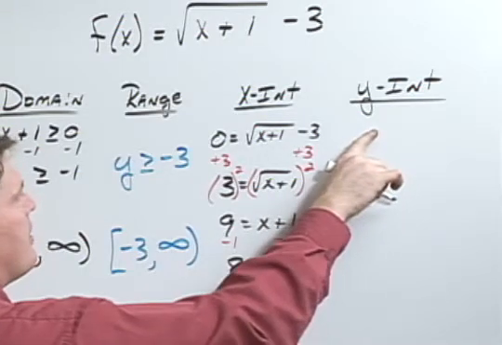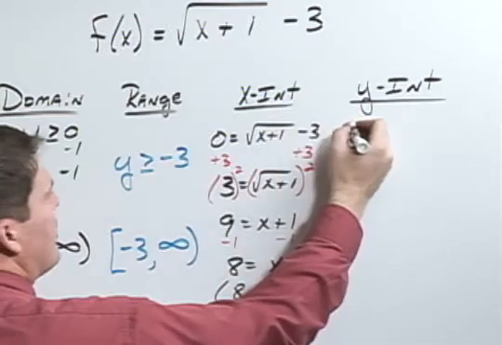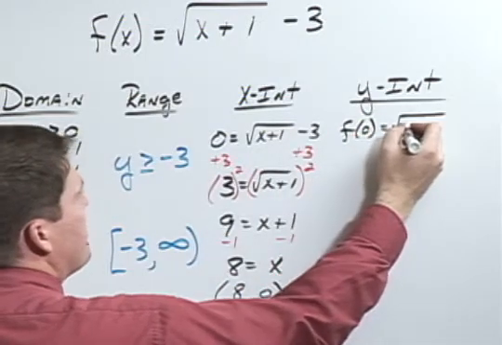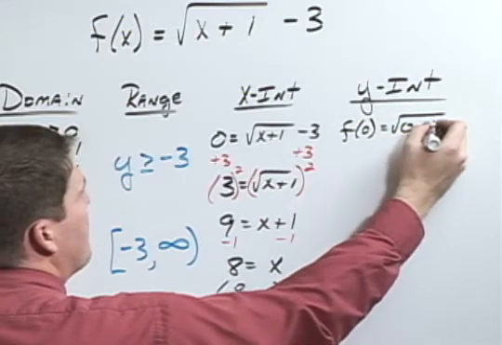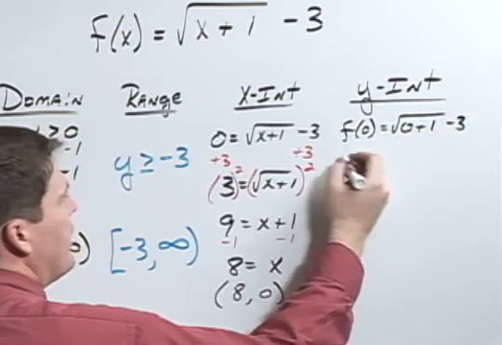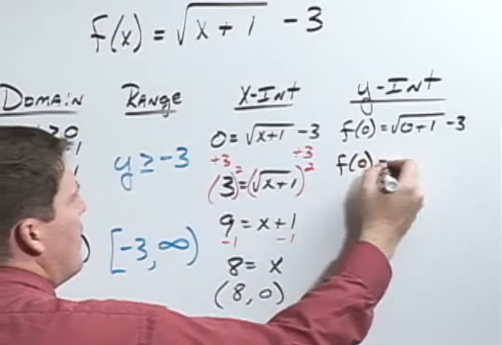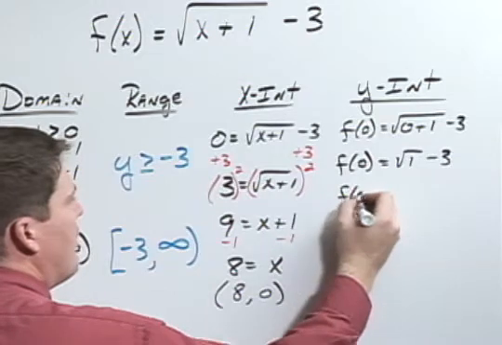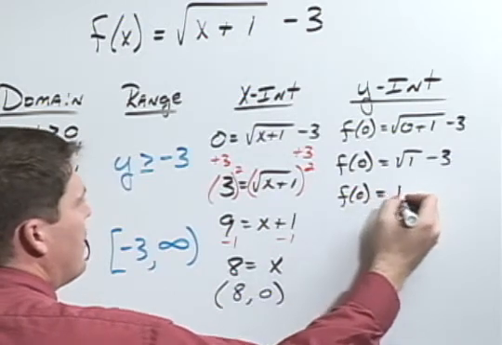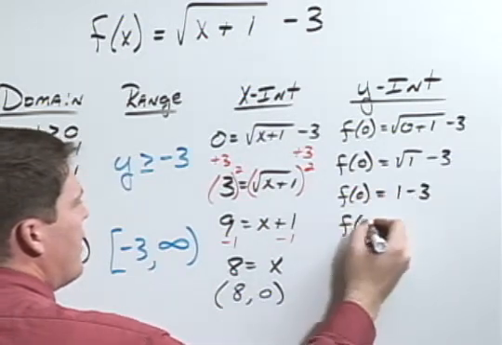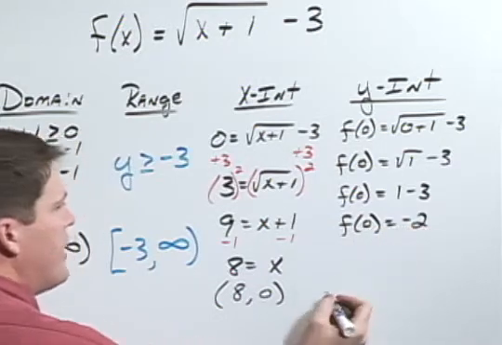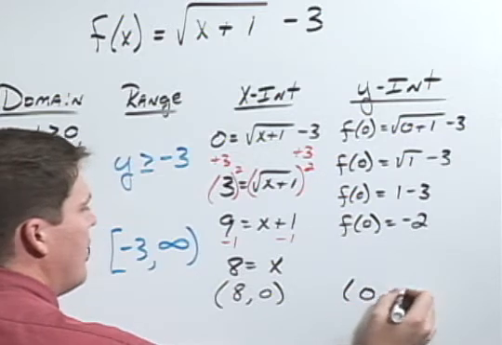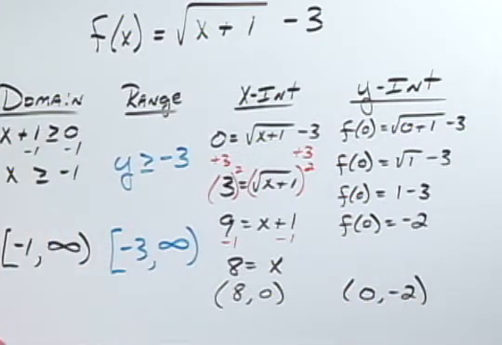For my y-intercept, let x equal 0, or in other words, find f of 0. So it'll be the square root of 0 plus 1 minus 3. 0 plus 1 is the square root of 1 minus 3. The square root of 1 is 1, minus 3, or simply negative 2. So my y-intercept will be at (0, negative 2).